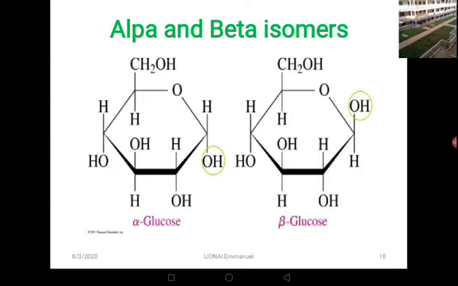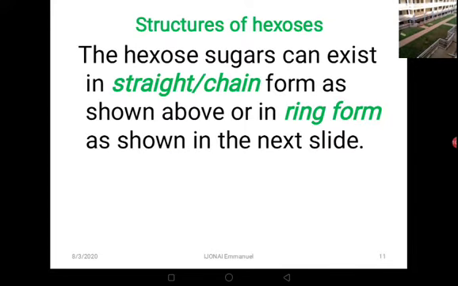Let's see this much more clearly here. You can see the position of the OH in both alpha glucose and beta glucose. You'll see that the OH position is different. In alpha glucose, the position is below the hydrogen, and in beta glucose, the OH is above the hydrogen. So those are the two isomers of glucose that we are looking at here. Therefore, glucose exhibits isomerism.